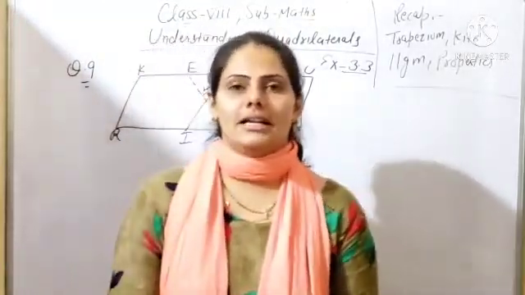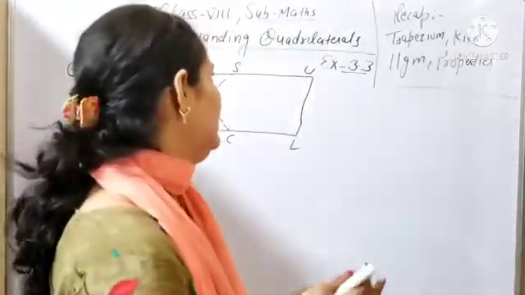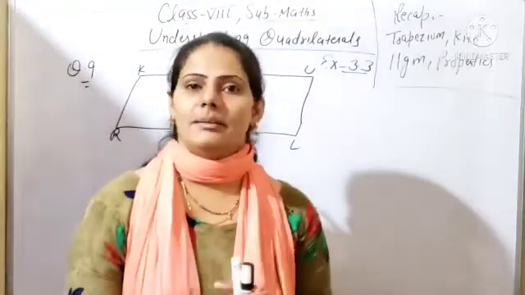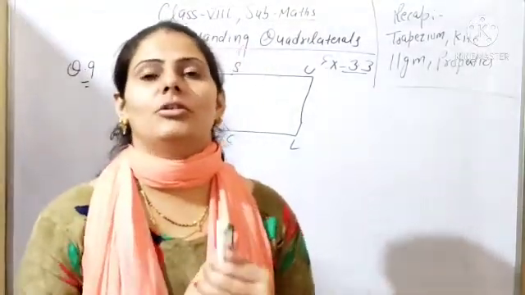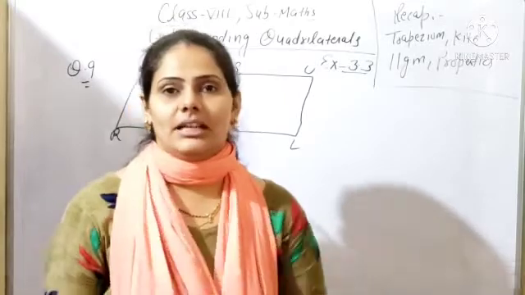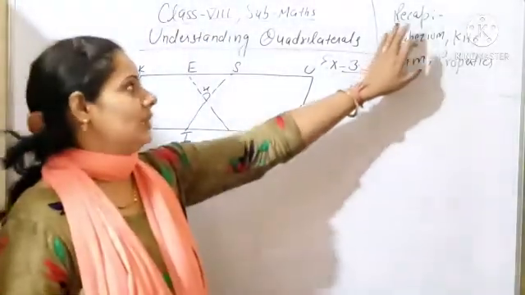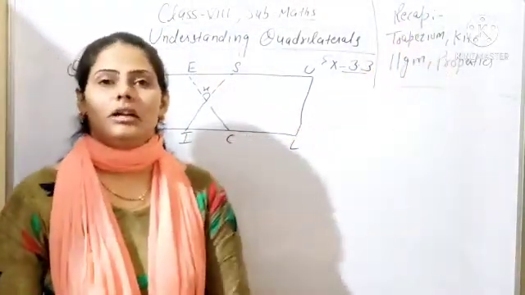So once again we will start our exercise 3.3. Beta, we were doing chapter number 3, Understanding Quadrilaterals. Before going to the exercise, I am telling once again the recapitulation. What are we doing? We are doing the types of quadrilateral.